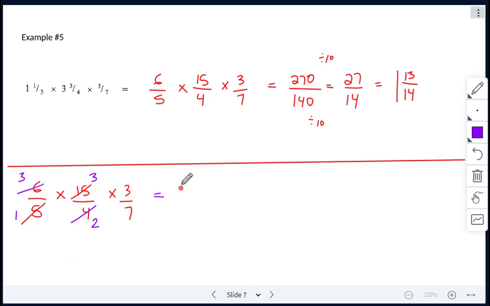All right, then I just like to rewrite my fractions just to show you what they look like. So 3 times 3 times 3, that's 27 over 14, just like we had here. And then we can put it into mixed fractions. So 1 and 13 over 14.